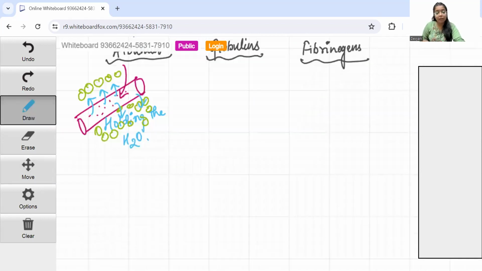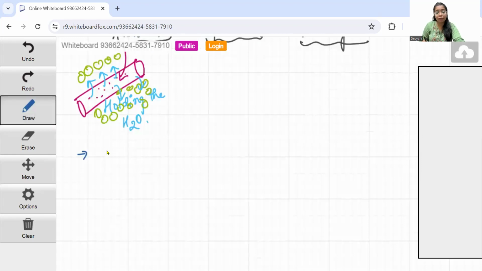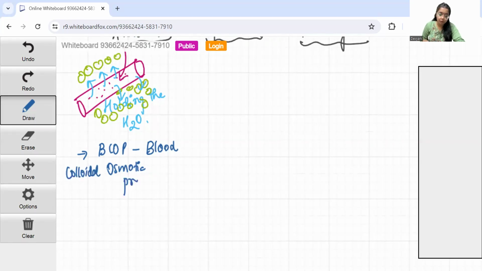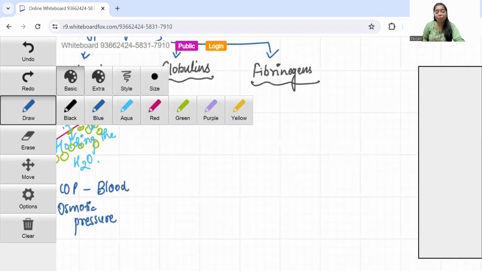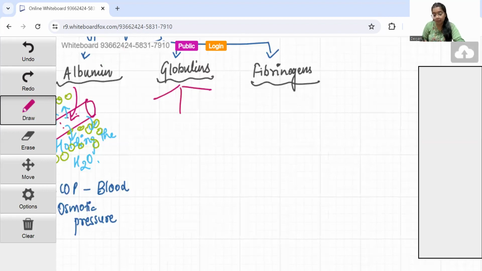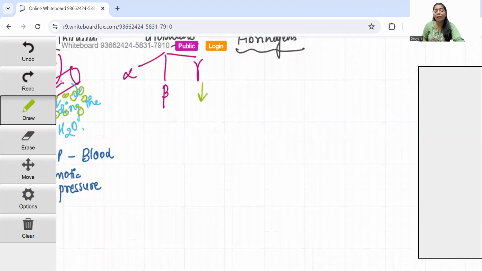So I can say from here that this albumin is actually regulating the BCOP, that is blood colloidal osmotic pressure. Yes, it is regulating your blood colloidal osmotic pressure, right? I hope we are clear here. Then we have the globulins. Globulins are three types: alpha globulin, beta globulin, gamma globulin. Here we are going to talk about the gamma globulin in detail. Gamma globulin is actually the immunoglobulins, right?